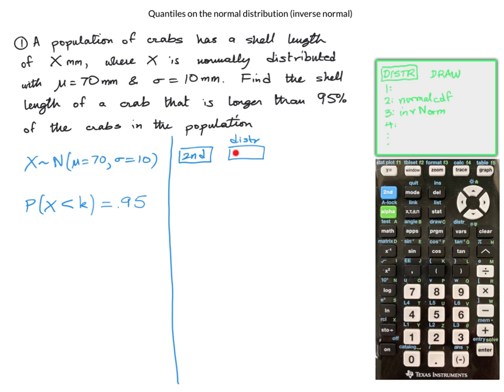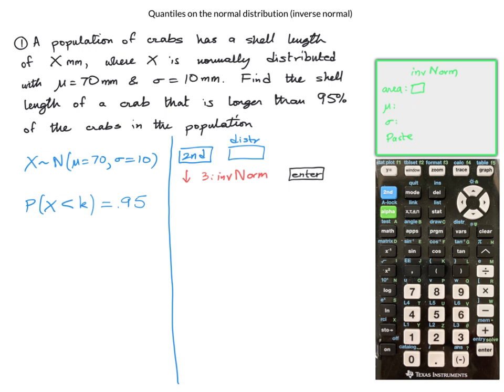So we hit second distribution on our calculator, and it again brings up this screen. Under distributions, of course, there's normal PDF, which we never ever use. There's normal CDF, which we've been using a lot. And then there's inverse normal, which is what we want today. So we scroll down to inverse normal, and then we hit enter. So we get a screen that looks something like this. It's called the inverse normal. It has prompts for area, mu, and sigma.